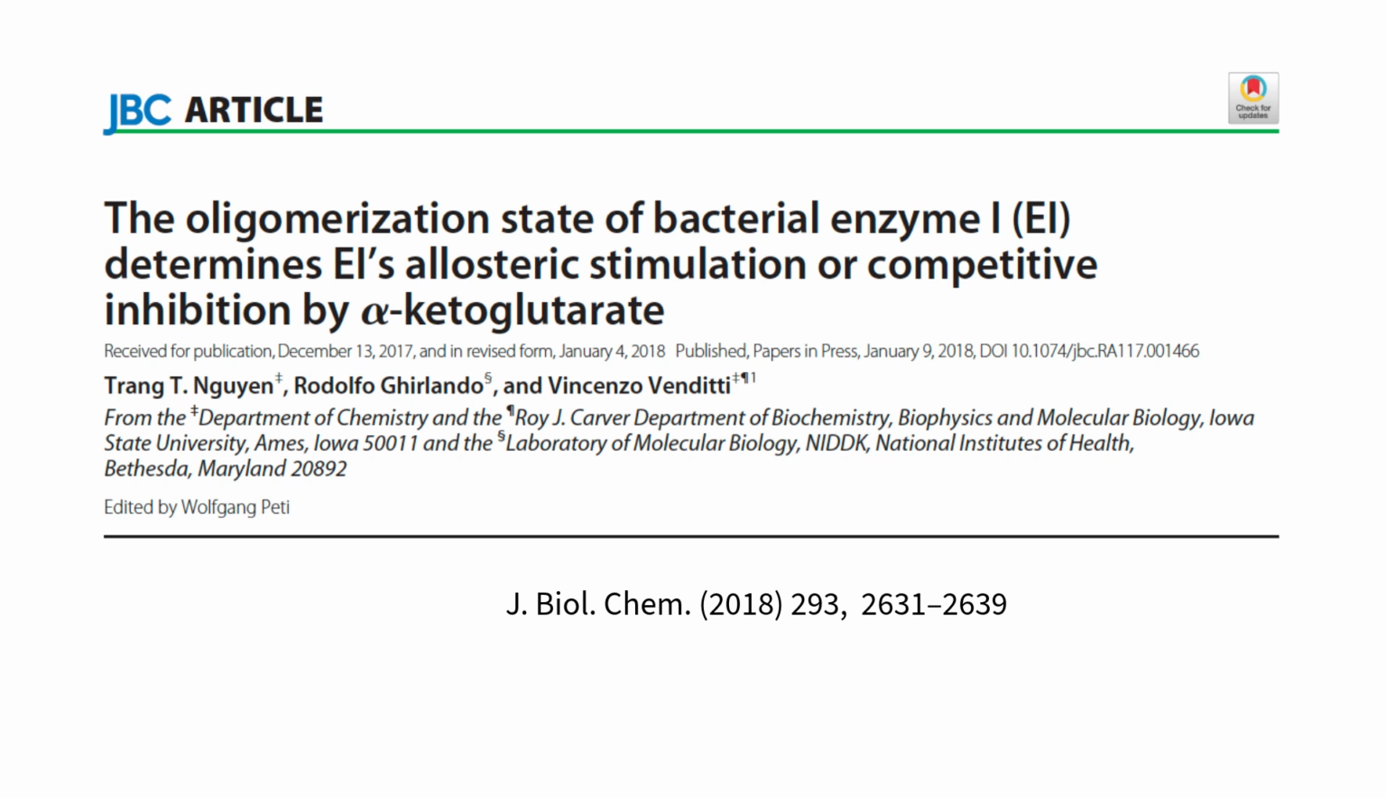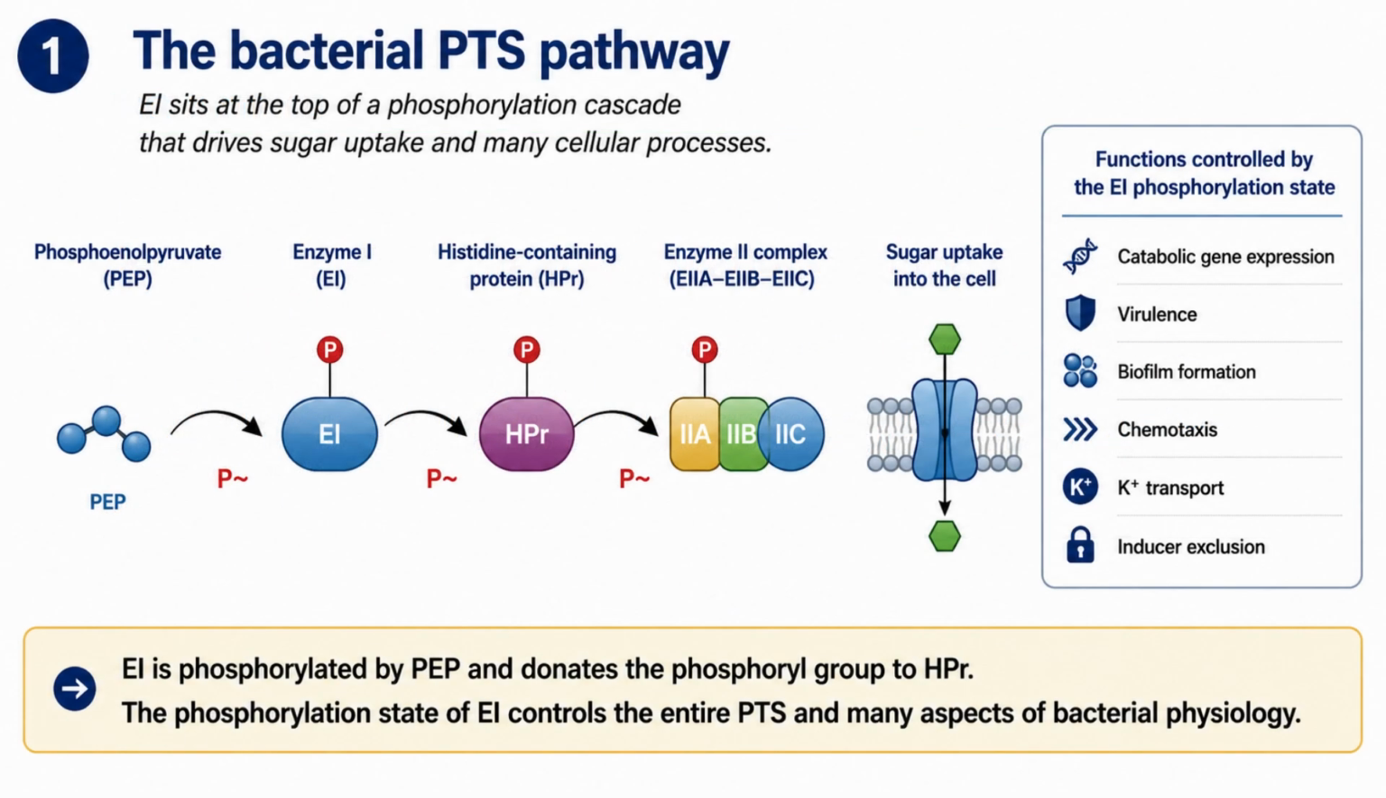How can the same metabolite both activate and inhibit the same enzyme? In this work, we studied enzyme I, or E1, the first protein in the bacterial phosphotransferase system. E1 sits at the top of a phosphorylation cascade that begins with phosphoenolpyruvate, or PEP, and controls sugar uptake, as well as broader cellular processes including virulence, biofilm formation, chemotaxis, and inducer exclusion.